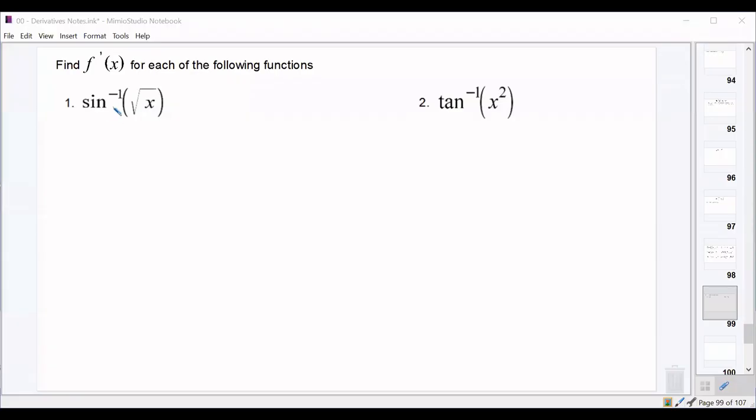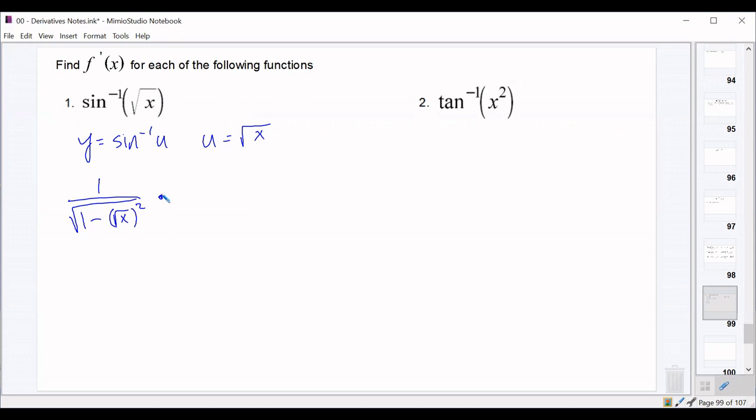In order to find the derivative of the inverse sine of the square root of x, we have to use the chain rule. We'll rewrite the problem as y equals the inverse sine of u, with u equal to root x. The derivative of the inverse sine of u is the rule we learned. Should be 1 over the square root of 1 minus u squared.